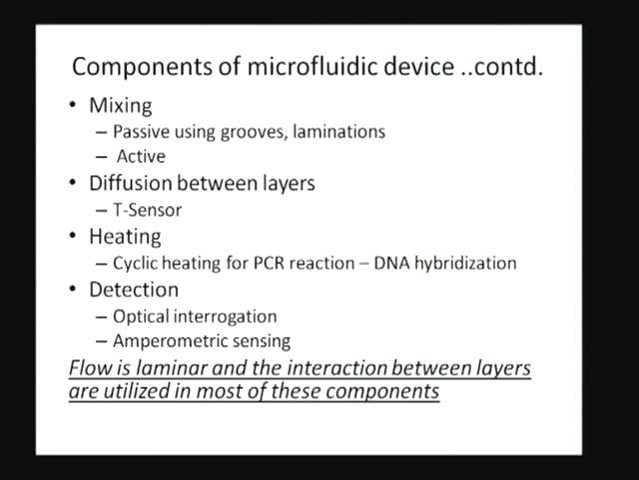So, these are some of the elements that we have, and in the next class I will discuss one by one how these elements can be arranged inside the chip. One thing you must remember here is that the flow is laminar and the interaction between layers is utilized in most of these components. You will have laminar flow, there will not be any turbulent flow inside the channel, and laminar flow means one layer is sliding against the other, and the diffusion between the layers is what you will try to utilize in many of these operations.